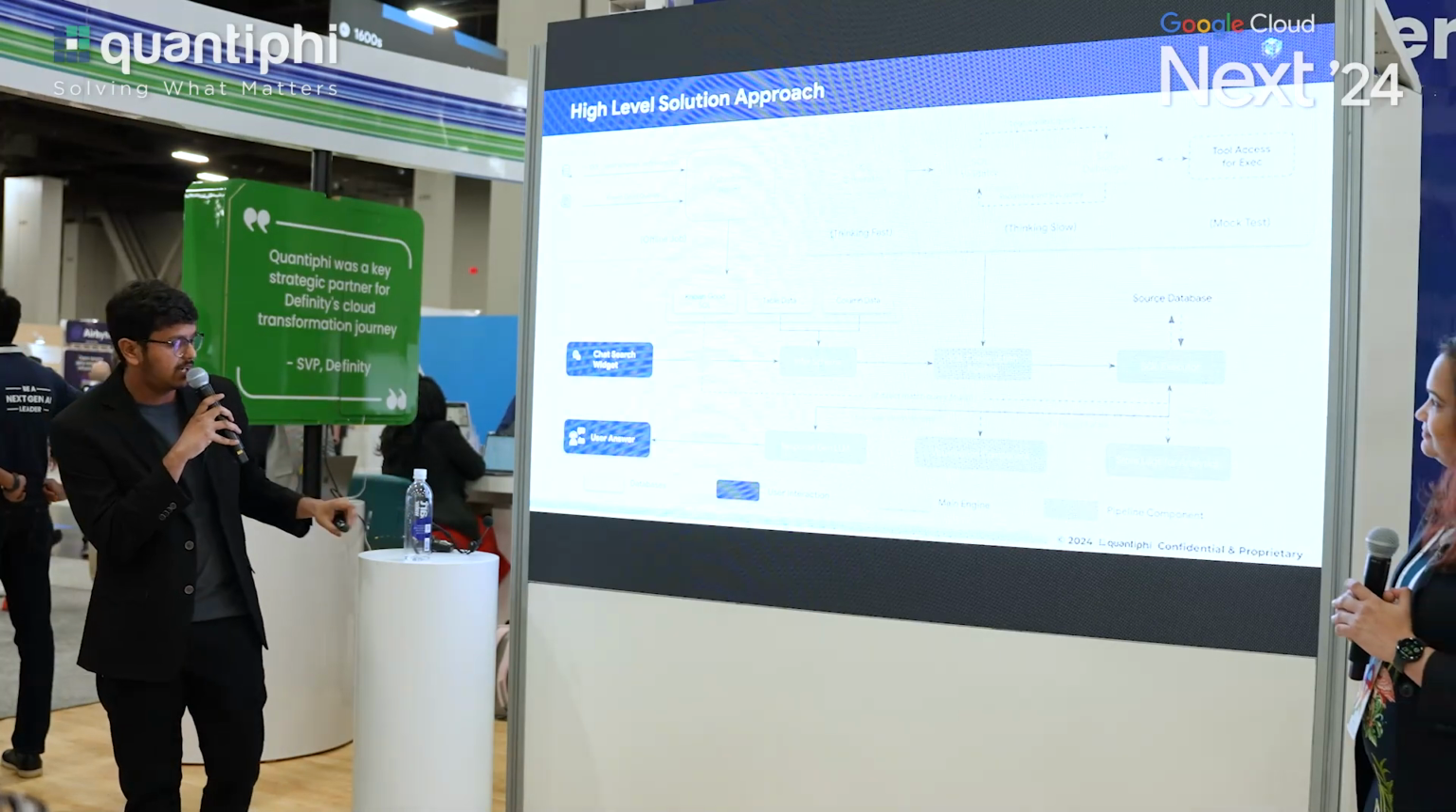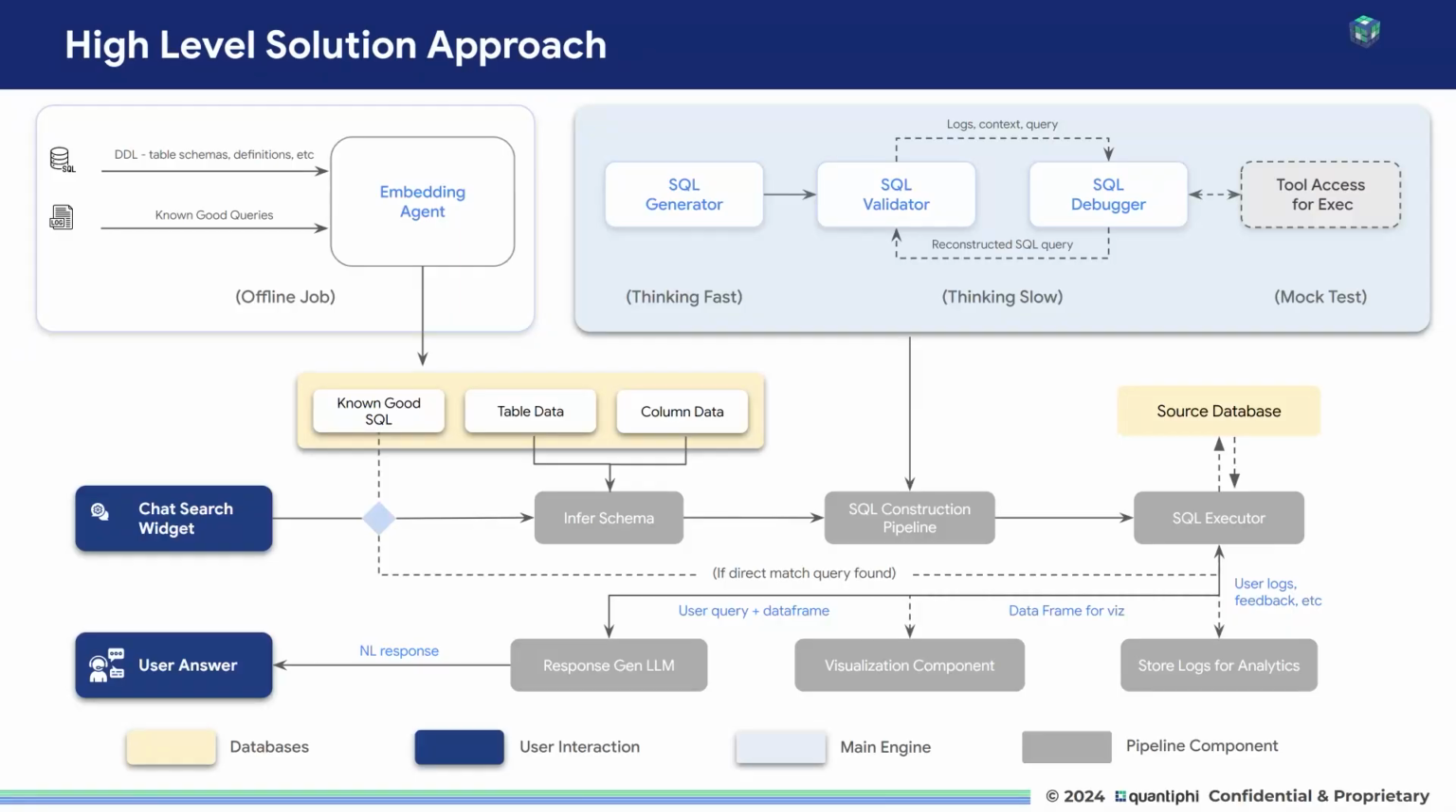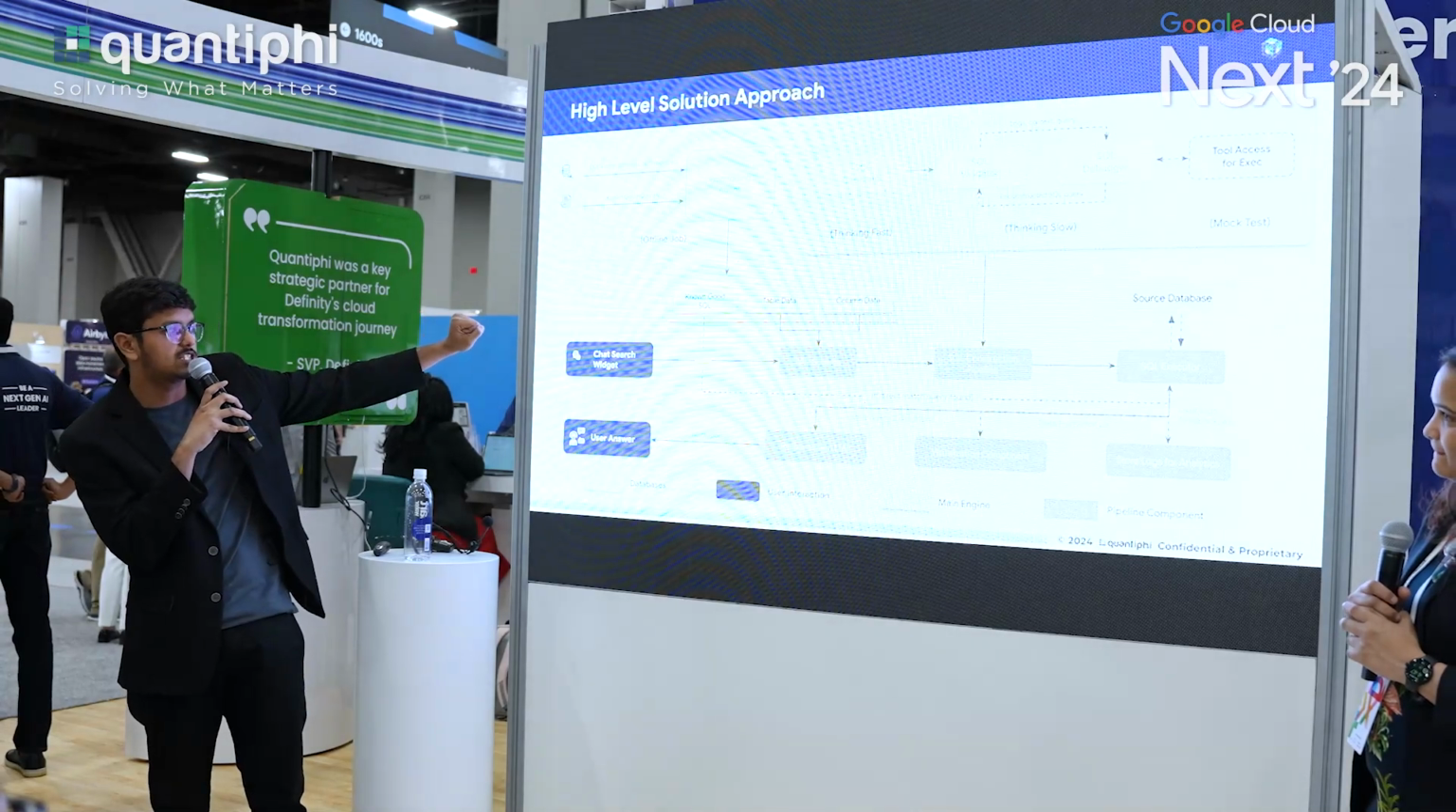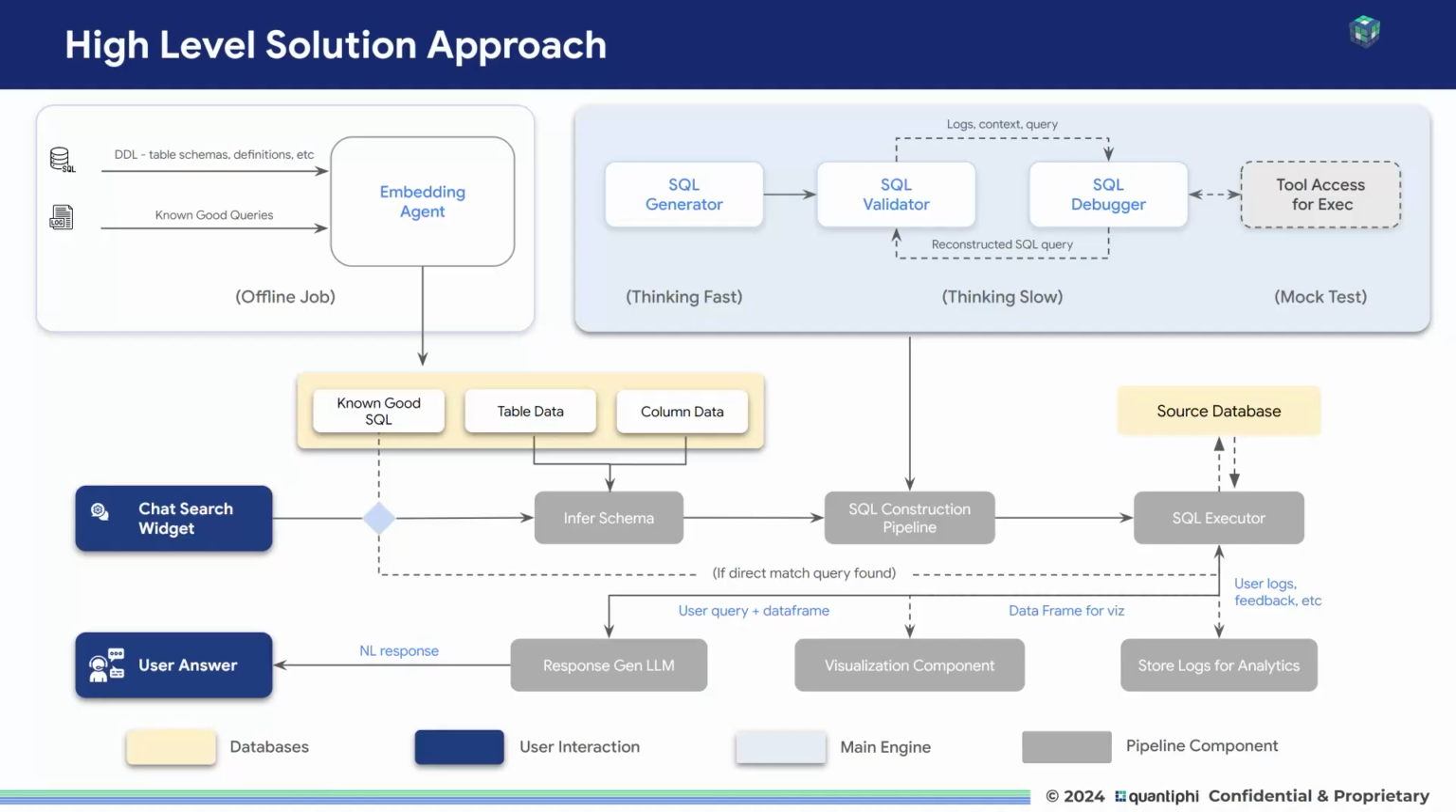The next slide talks about the solution approach, right? If you look at the slide, we have a chat search widget as the input, and the output is the user answer, which is the natural language response based on the question that's been asked. The gray boxes are the components of the pipeline. The blue box on the top is the heart of the solution, which is the agent that generates the SQL query. And the box on top is an offline job. It's a one-time process that's done before this entire pipeline is set up, right?